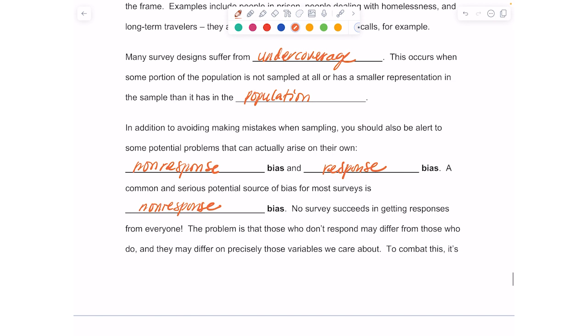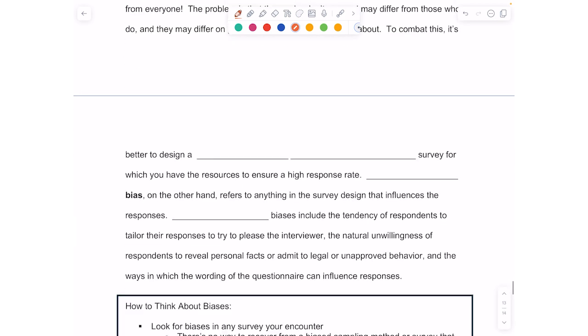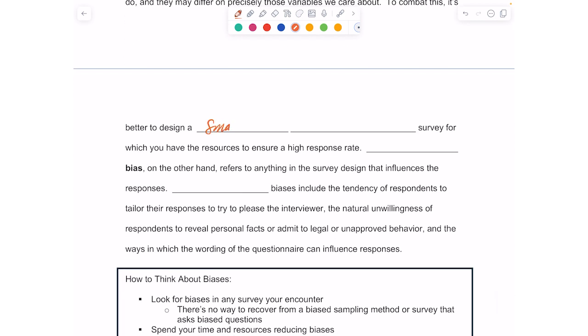So to combat this, it's better to design a smaller randomized survey, right? Random is the key, for which you have the resources to ensure a high response rate. Response bias, on the other hand, refers to anything in the survey design that influences the responses. Response biases include the tendency of respondents to tailor their responses to try to please the interviewer, the natural unwillingness of respondents to reveal personal facts or admit illegal or unapproved behavior, and the ways in which the wording of the questionnaire can influence responses.